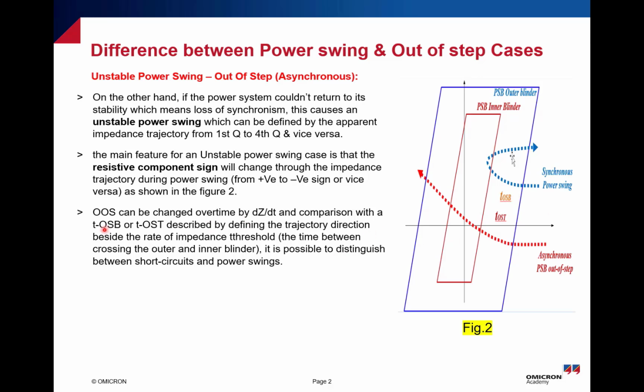This is the time of the TOSCP and the TOSCT. This defines the trajectory direction besides the rate of impedance threshold, and this is exactly the time between crossing the outer and the inner blinder, and it's possible to distinguish between short circuit and power swings.